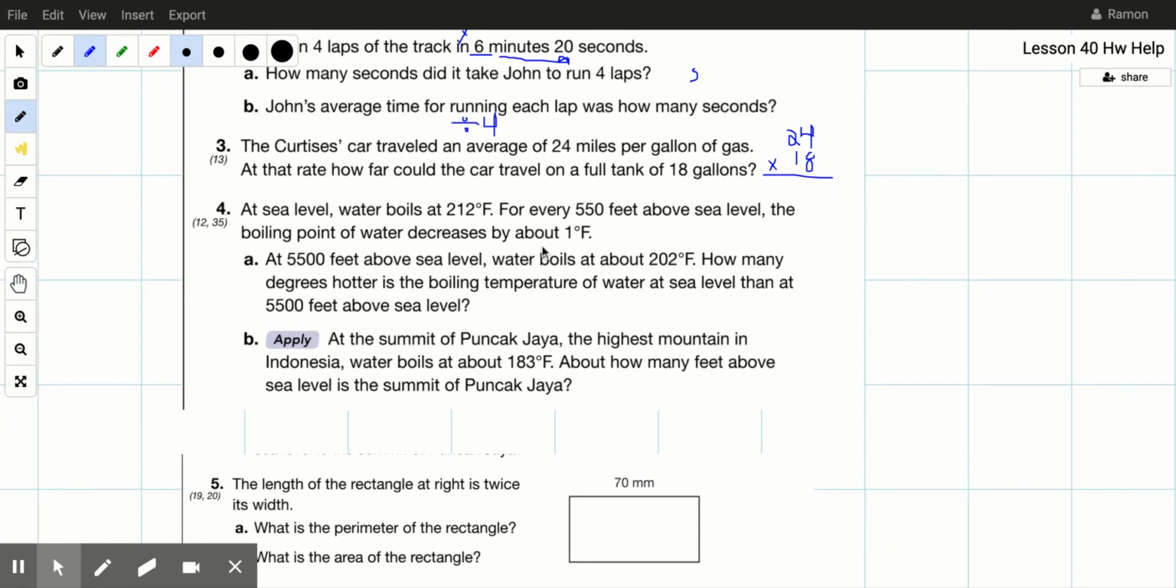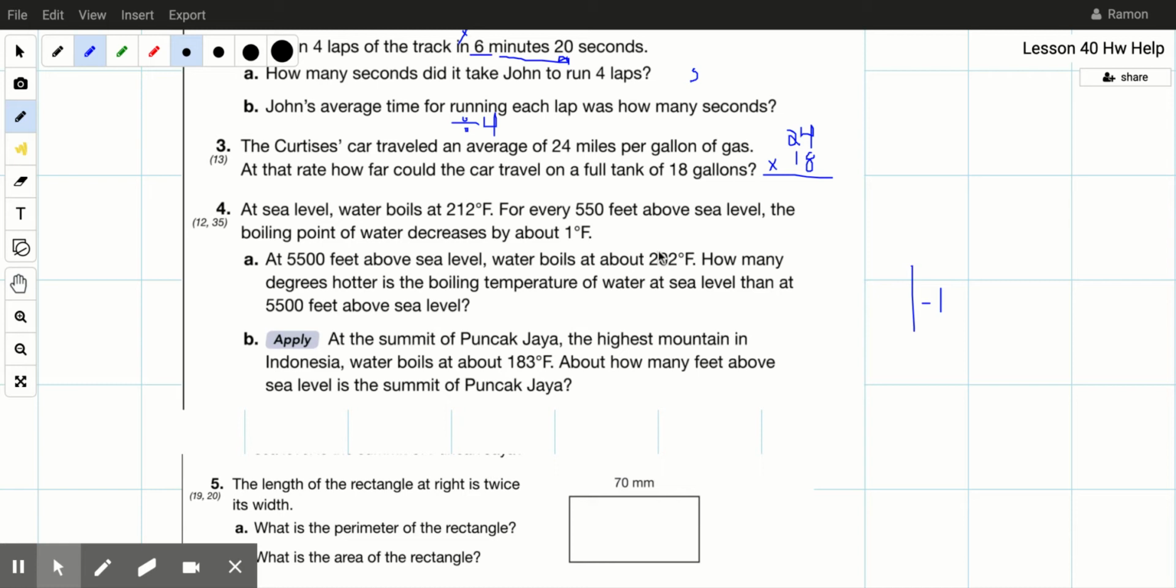Number 4, at sea level, water boils at 212 degrees Fahrenheit. For every 550 feet above sea level, the boiling point of water decreases by about 1 degree Fahrenheit. So every 550 feet you go up, the boiling point decreases by 1 degree. So if you're at 5,500 feet, water boils at about 202 degrees Fahrenheit. That's a 10-degree drop.